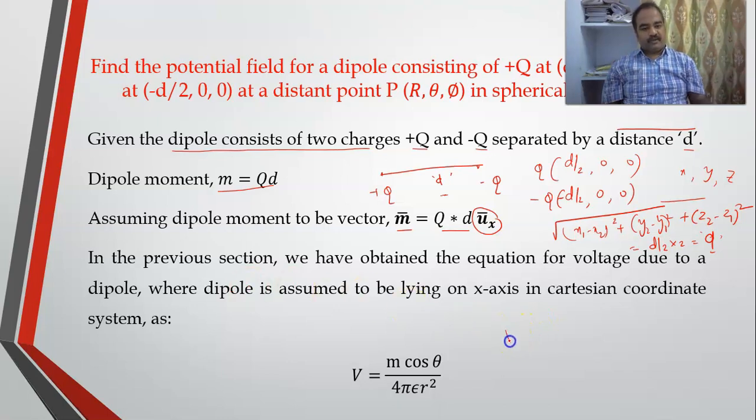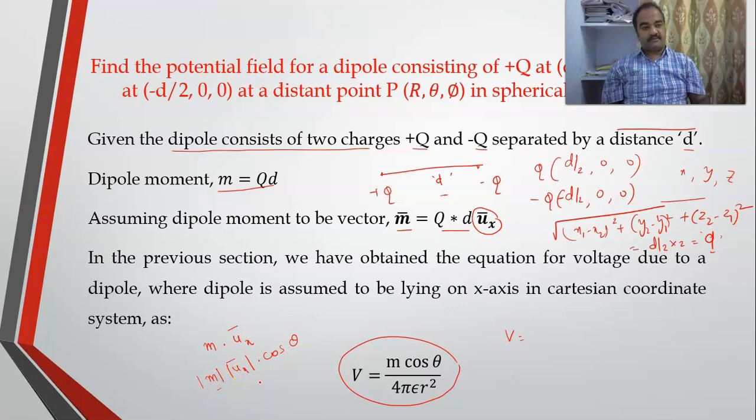Now, in the previous section, we determined the potential due to a dipole, where we obtained the expression V is equal to m cos theta by 4 pi epsilon r square. But if you want to write it as a vector, this m cos theta I will write as m dot ux, which is a dot product, right? Which means magnitude of m, magnitude of ux bar into cos theta, where theta is the angle between this dipole moment and this unit vector.